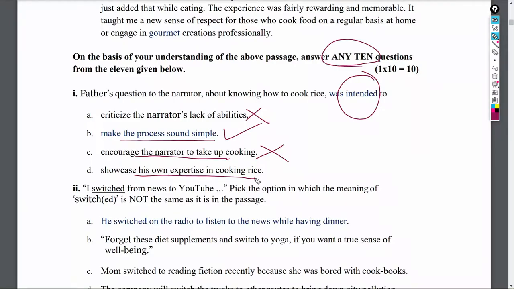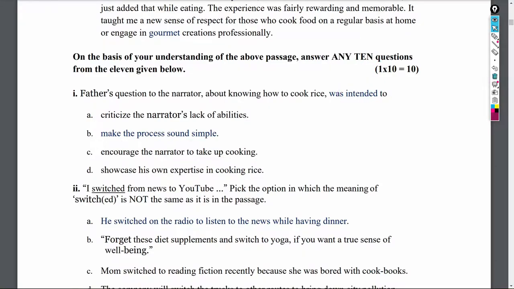So now let us see another question from the same part. Let us see the question, then we'll understand question number 2.